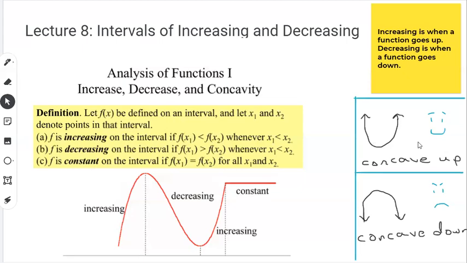But when the function is facing down, that's called concave down. You're going to have a frowny face. So that's the difference between concave up and concave down.